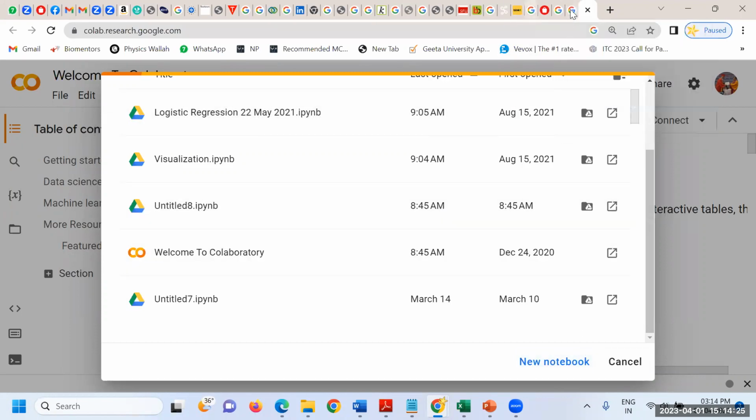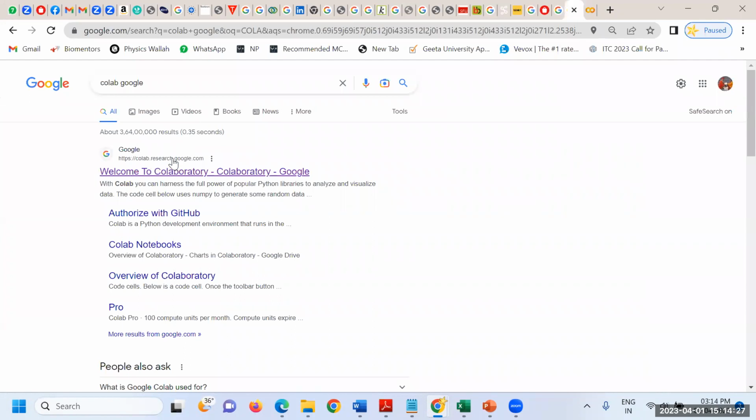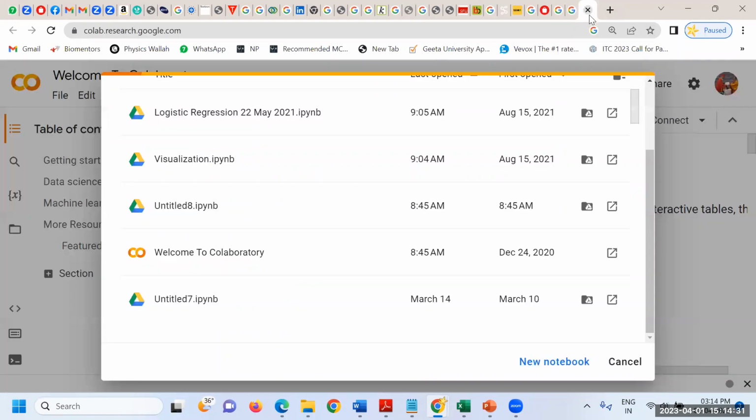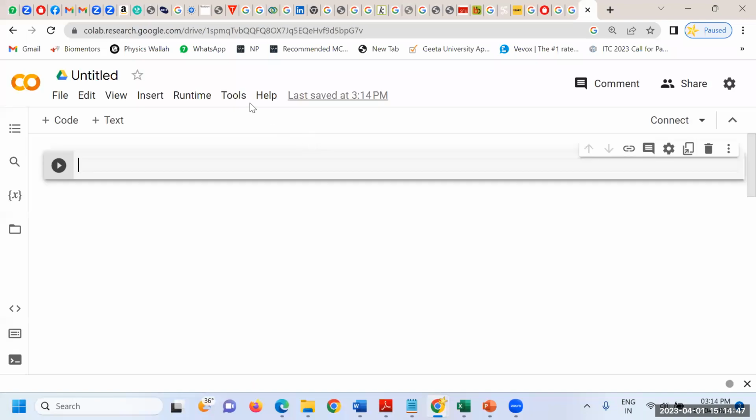So from Google, I click this link. This link took me somewhere here, that is, this sort of window is there. And here I'm going to click new notebook. I'm going to create from the very beginning. So it will look quite similar to your Jupyter notebook, here for this Google Colab.